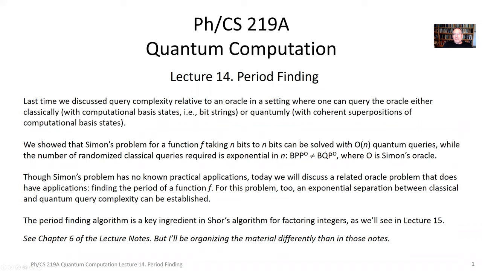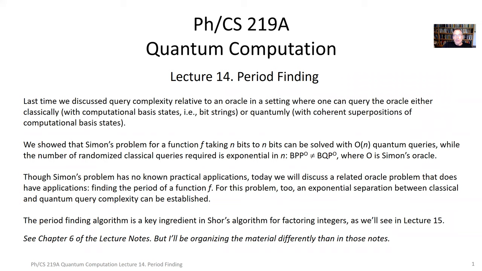So last time, remember, we talked about, in the case of the black box model, the difference between classical and quantum queries. We have a box which in principle can handle coherent superpositions as queries. And to get a grasp of the power of quantum computing, we're going to want to compare the case in which the queries are limited to classical ones, that is computational basis states, in other words, bit strings, as opposed to coherent superpositions of those bit strings, which we'll see in some cases can provide much additional power for solving certain problems.